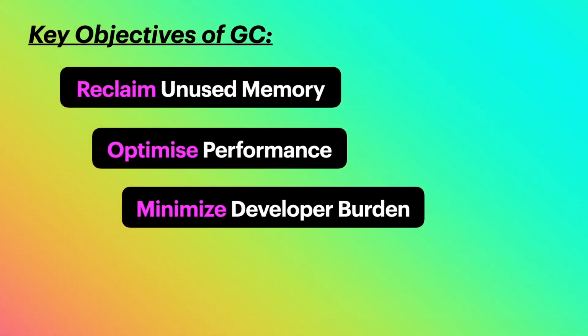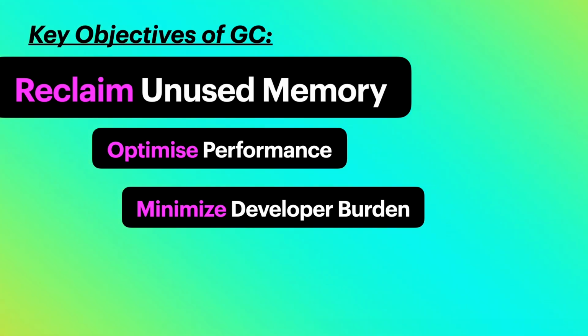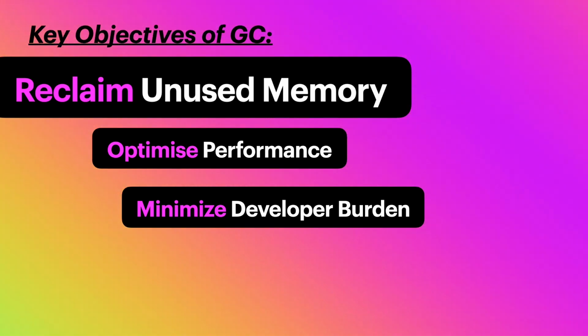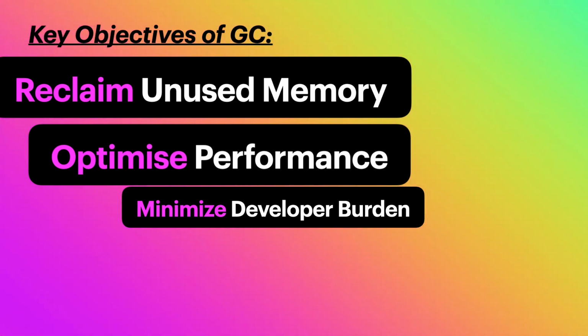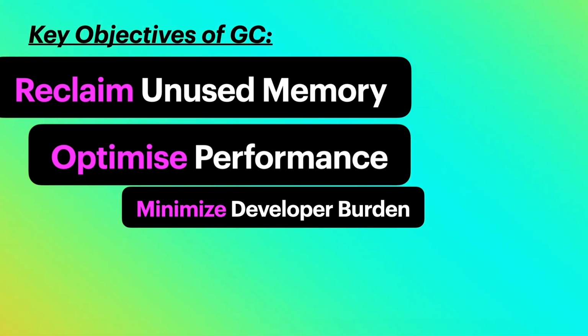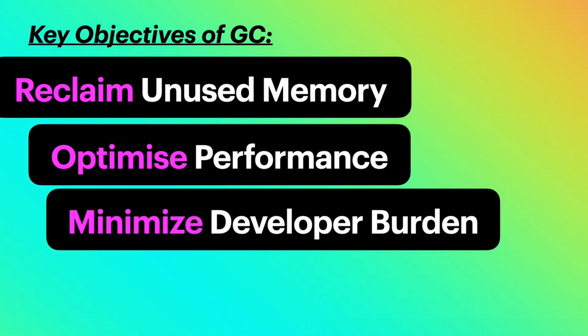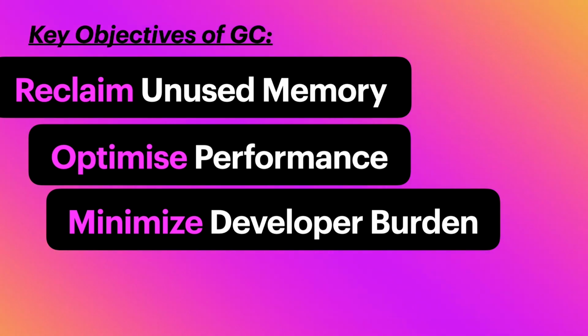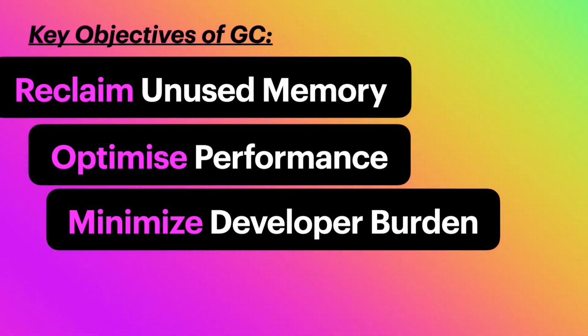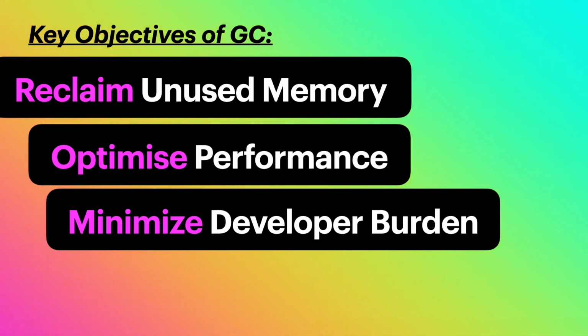First comes reclaiming unused memory. Here we reclaim the memory occupied by the objects that are no longer referenced. Second comes optimizing performance. It reduces memory fragmentation and optimizes application performance, so this is also really required. And the last objective is minimizing developer burden. It automates memory management tasks, allowing developers to focus on writing code without worrying about manually freeing the memory. So these are the key objectives.